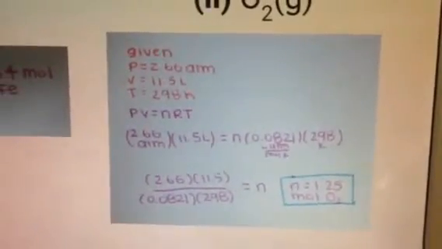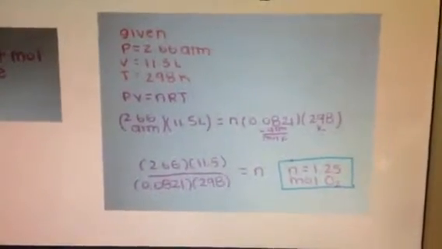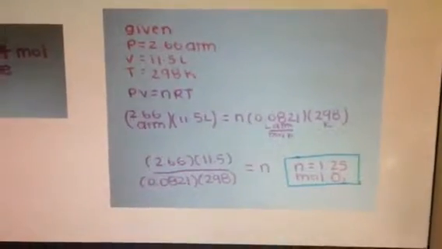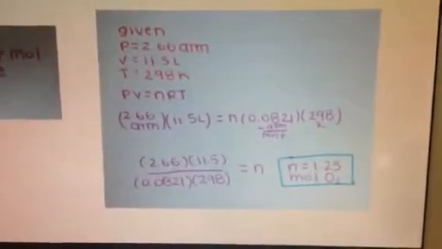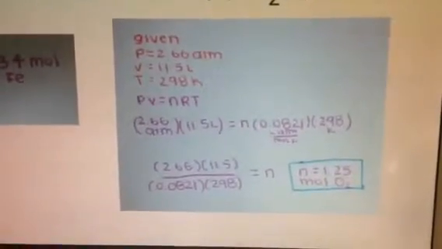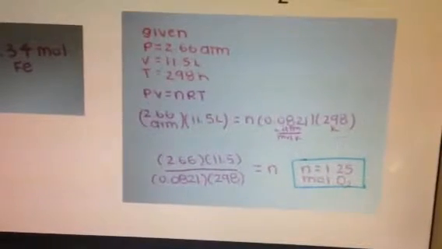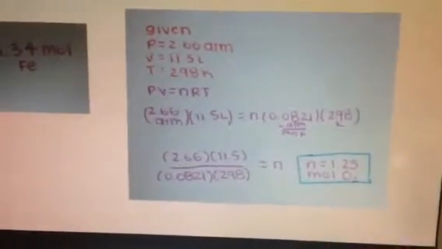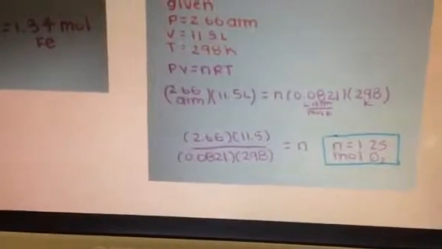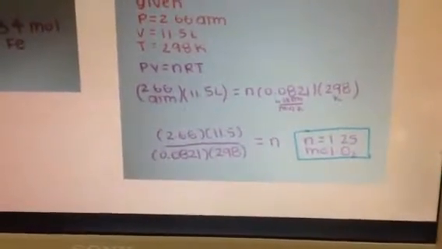Since we're given the pressure, volume, and temperature, we would use the ideal gas law. We're given 2.66 atmospheres, 11.5 liters, and 295 kelvins, so we would not have to convert any of that. We just plug that into PV equals nRT to get 2.66 atm times 11.5 liters equals n, the number of moles, times the constant, 0.0821 liter atm over mole kelvin, times 295 kelvins. Using algebra to isolate n, we have 2.66 times 11.5 over 0.0821 times 295, and we get 1.25 moles of oxygen.